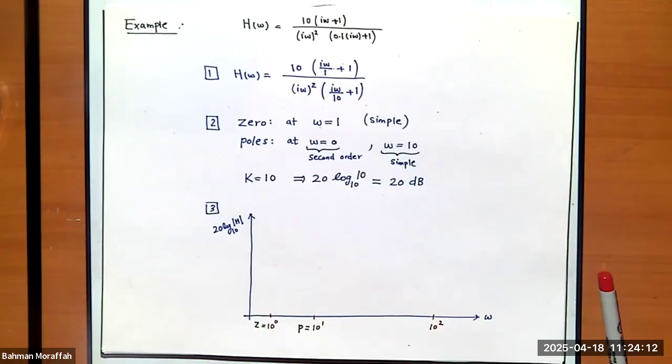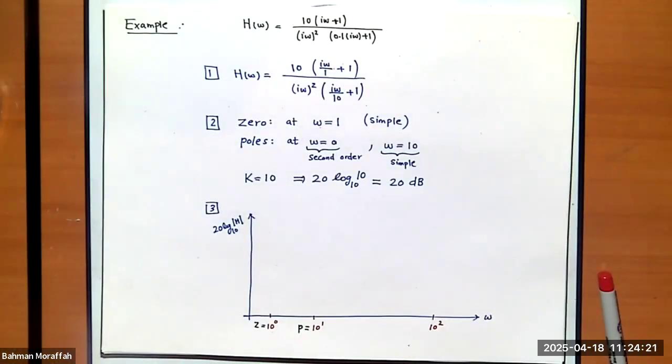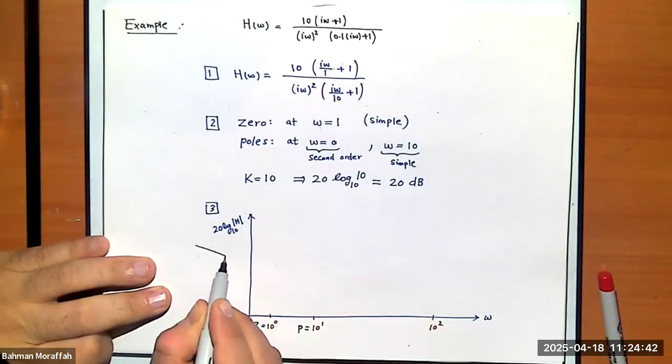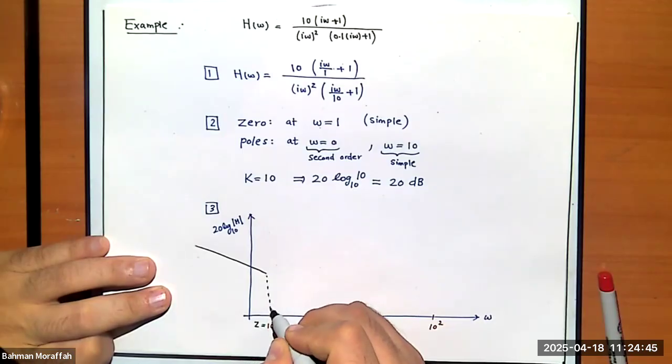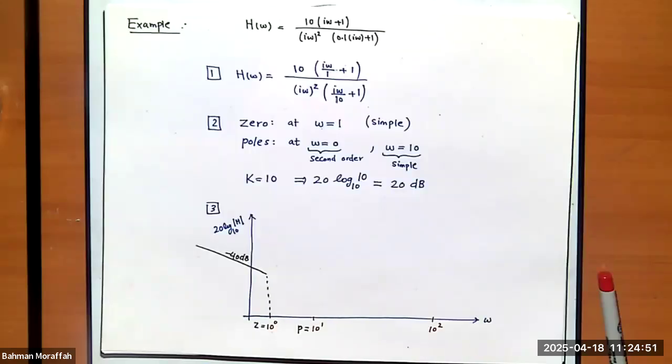Keep that in mind. If I plot 10 divided by i omega squared, what I'm doing is coming from infinity with a slope of negative 40 dB. And I'm going to go all the way down till I hit the next point. So I'm basically coming down with this negative 40 till I hit my first zero.